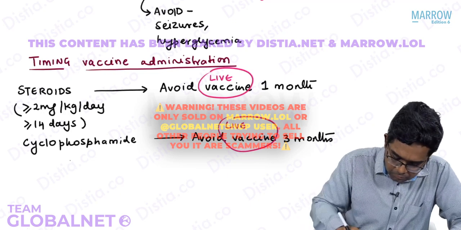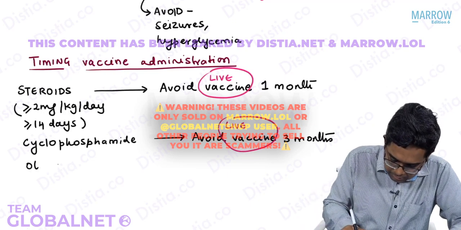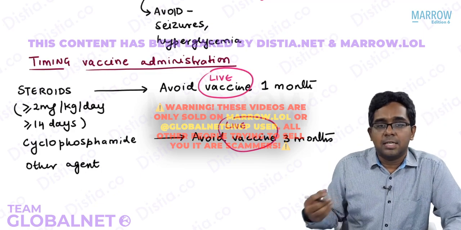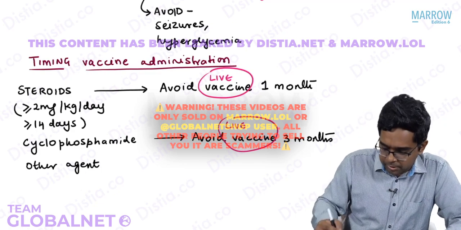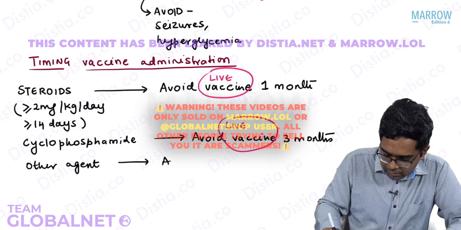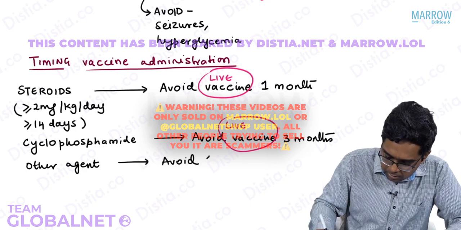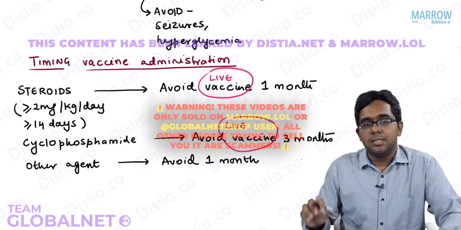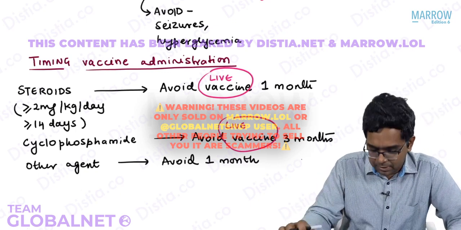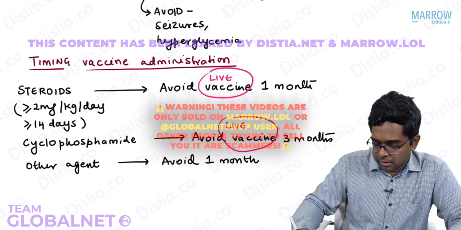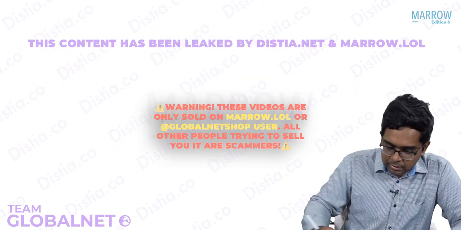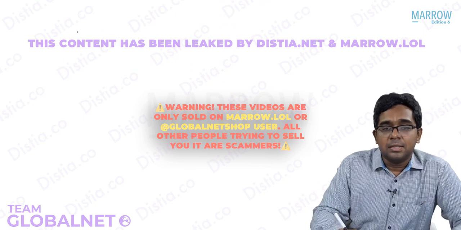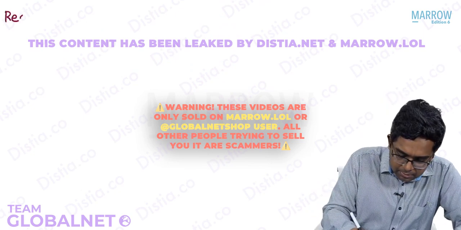Now other than cyclophosphamide, if you use the other agents like mycophenolate mofetil, as well as levamisole and calcineurin inhibitors, you will avoid live vaccines for the next 1 month. Okay, right. This is the timing of administration of vaccines in a child with nephrotic syndrome. And the next important point is there are some recommended vaccines in a child with nephrotic syndrome.